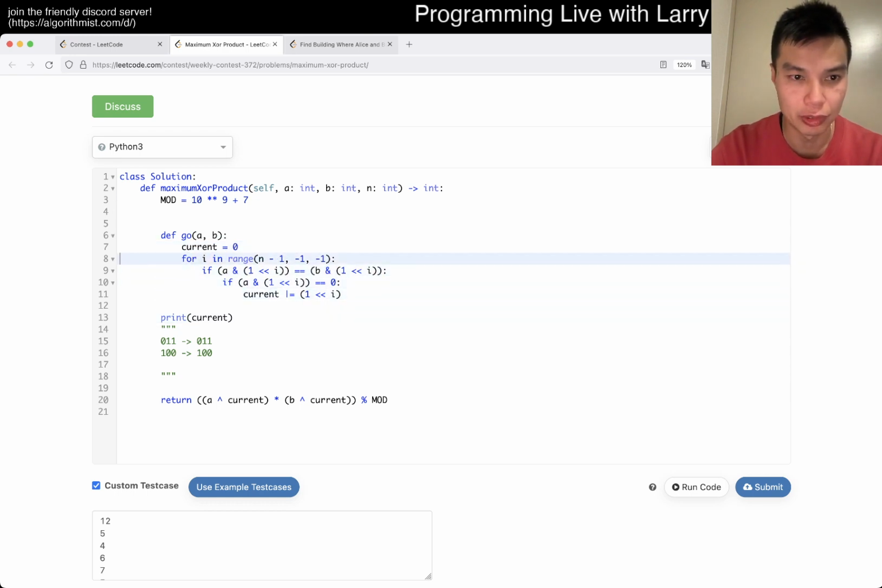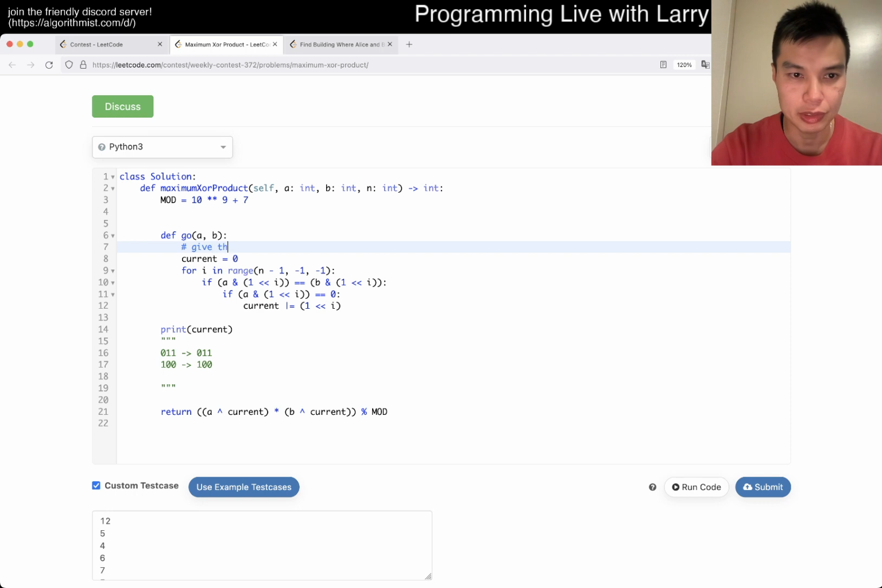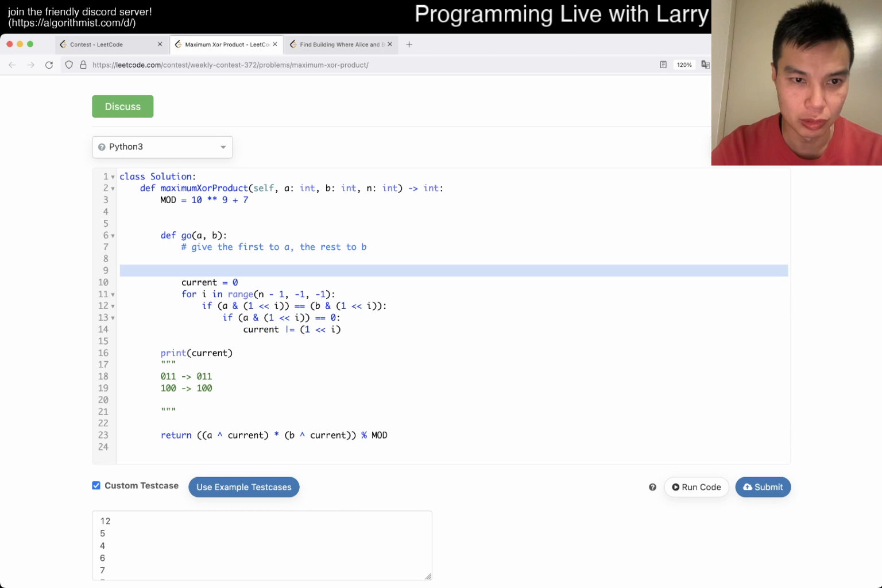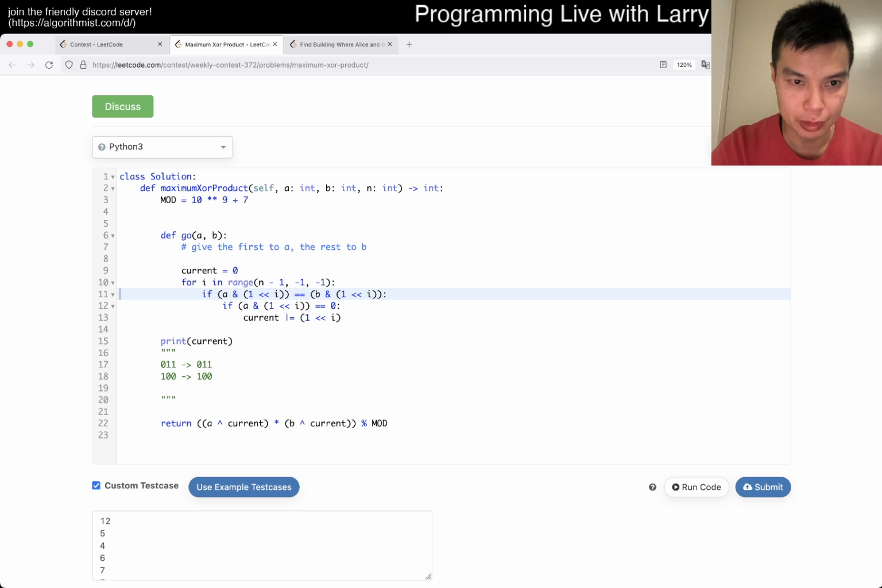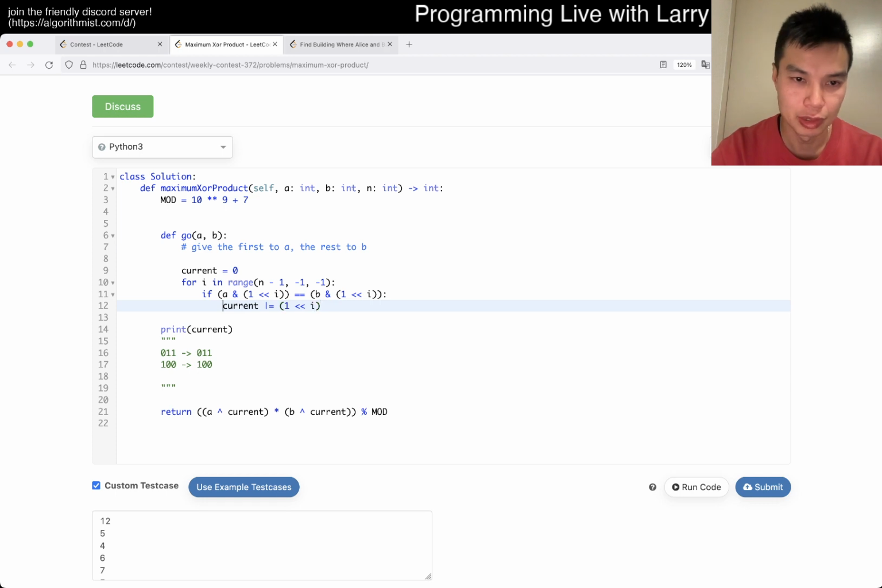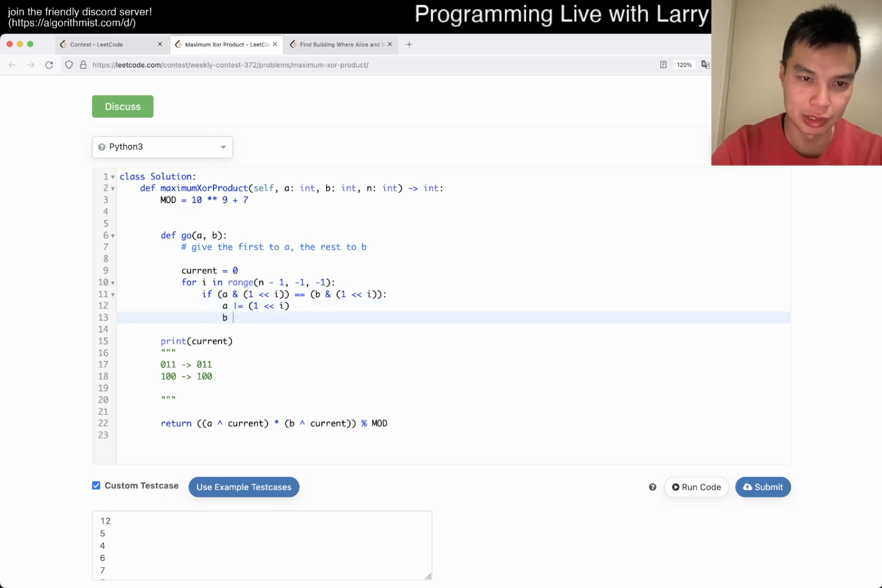We have something like this, so the first to A, the rest to B, right? Basically, then now, what we want is, do I need current? So current would be the thing, but what if, okay, so if they're equal, then it's fine. I think I could have written this in a different way. If they're equal, then we make sure that they're both ones in that digit, right?